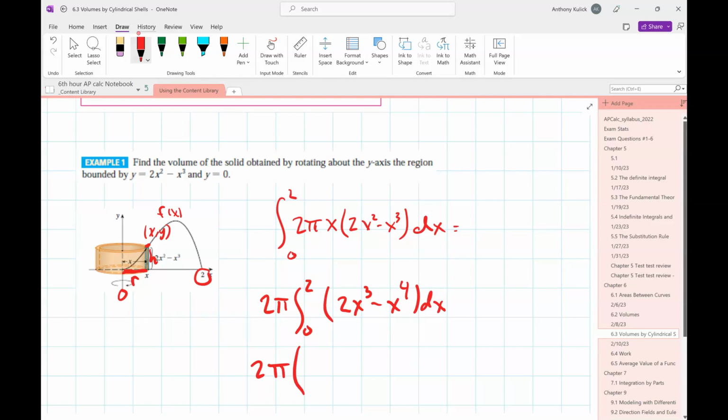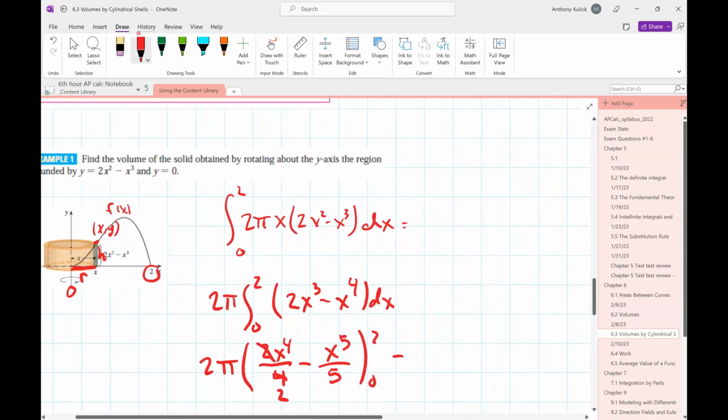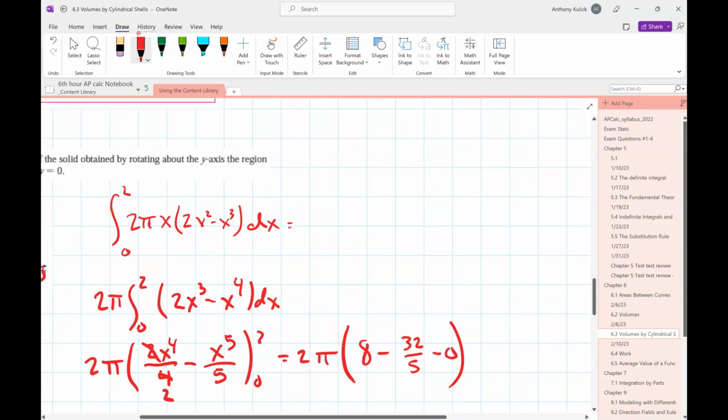So we'll do our antiderivatives. Notice that that first antiderivative we could reduce. So I have 2 to the 4th is 16, divided by 2 is 8, minus 2 to the 5th is 32 over 5, and then we have the minus 0. 8 is 40 over 5, so that's going to be 8 over 5 times 2 pi, so 16 pi over 5.